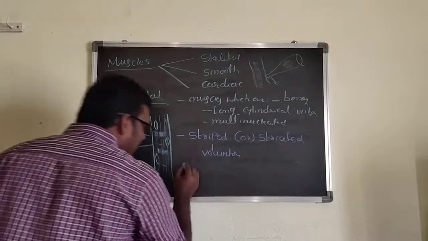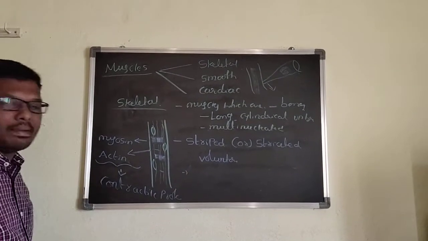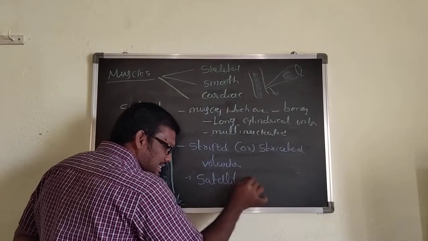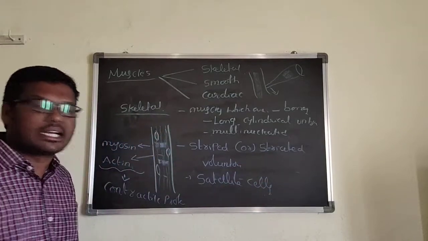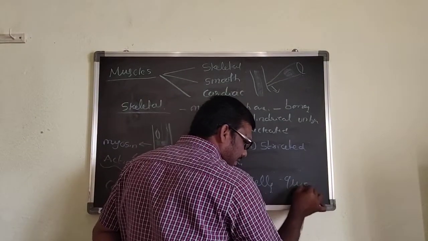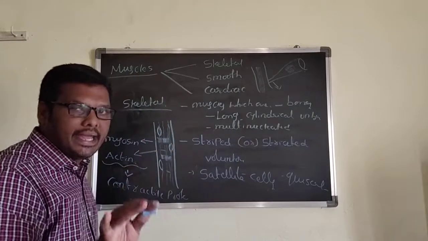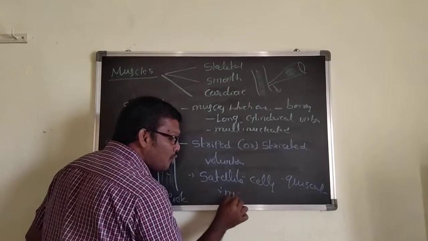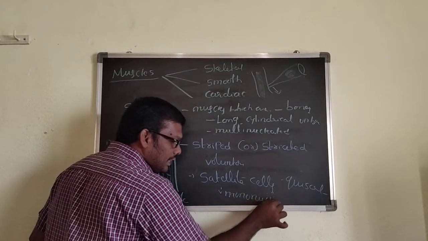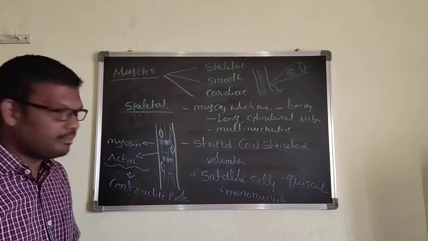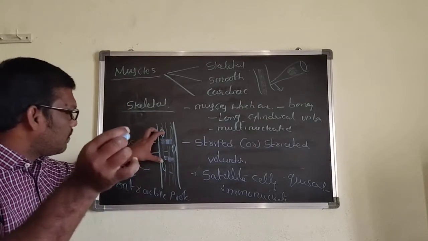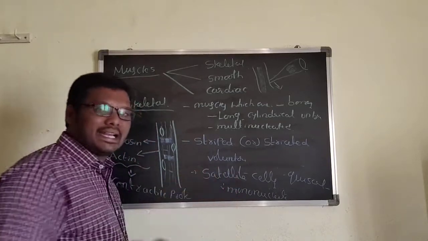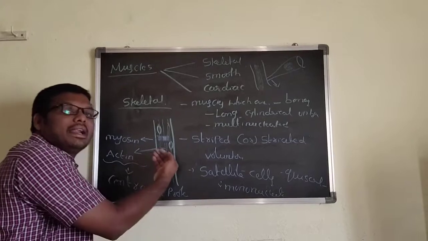In skeletal muscles there are specialized cells called satellite cells. These are quiescent, which means quiet and inactive, and they are mononucleated. If the skeletal muscle is damaged, by the presence of satellite cells it can undergo regeneration.